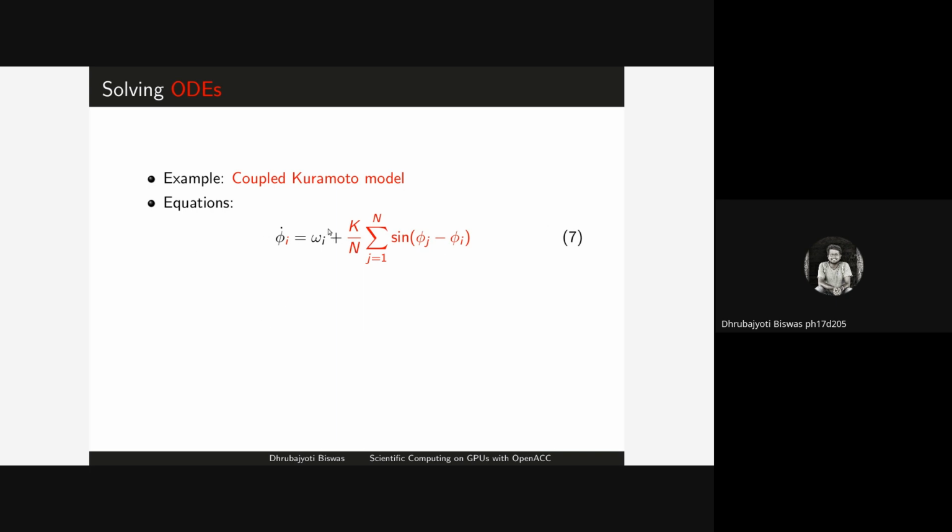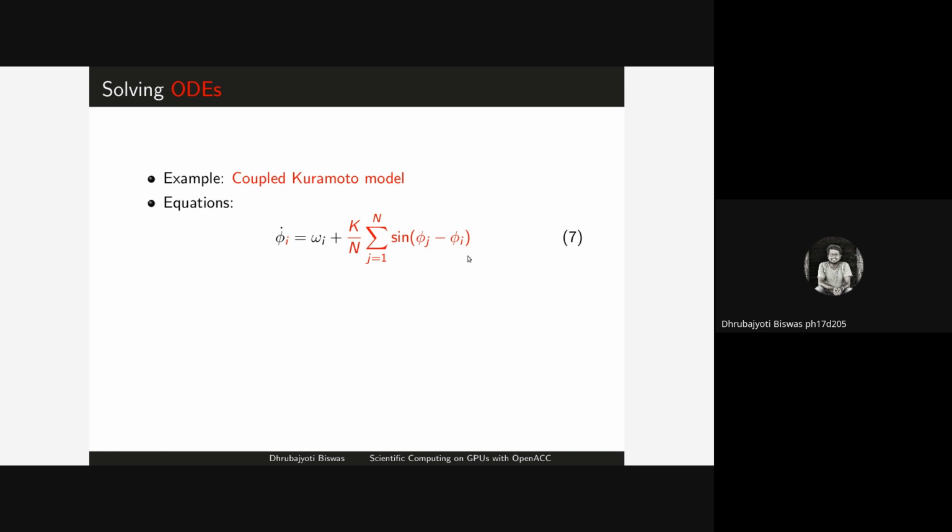Omega i is the natural frequency of these phase oscillators. So what is omega i? Omega i is the frequency by which the phasor is rotating in the 0 to 2 pi domain. So you will start and your angular velocity is omega i. And all the phase oscillators, all the phi variables, are coupled to each other.